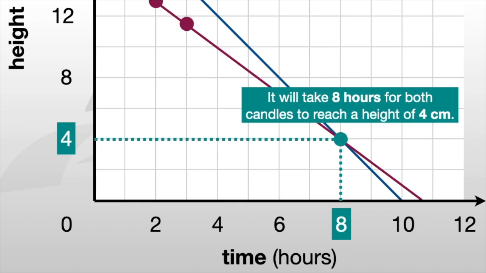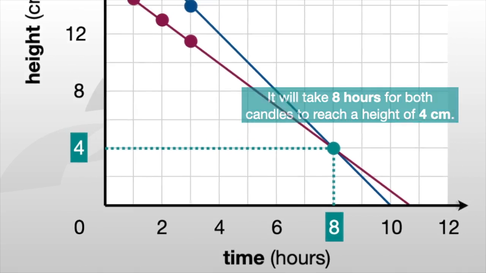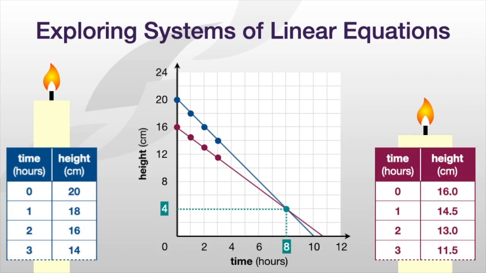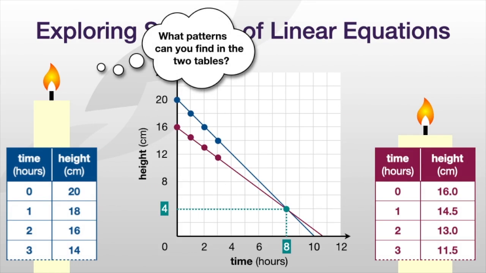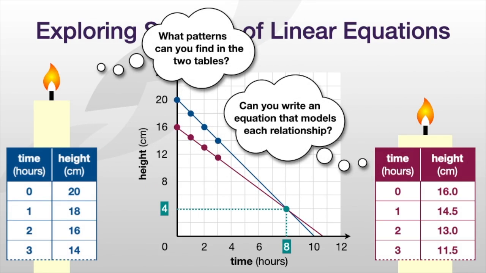Before we explore a different system of linear equations, let's delve into this one a bit more. What patterns can you find in the two tables of values? For each candle, can you write an equation that models the relationship between height, h, and time, t?